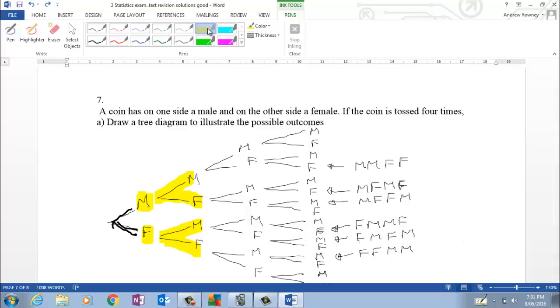So for example, if you wanted to get 4 males in a row, like 4 heads in a row, then it represents this branch along here. There's only one option there, so the probability of getting that is 1 out of 16, because there are 16 total combinations there.